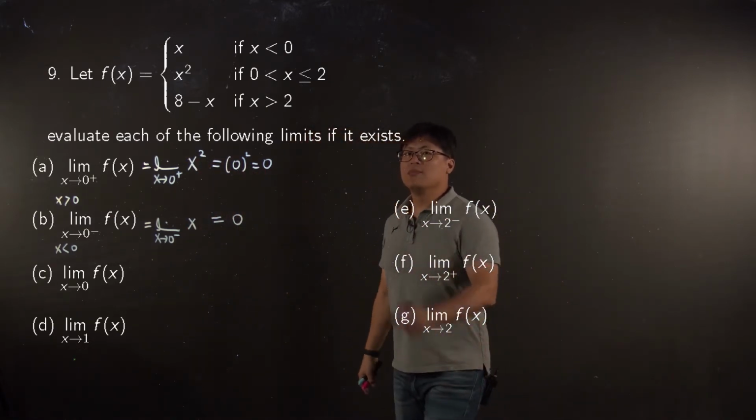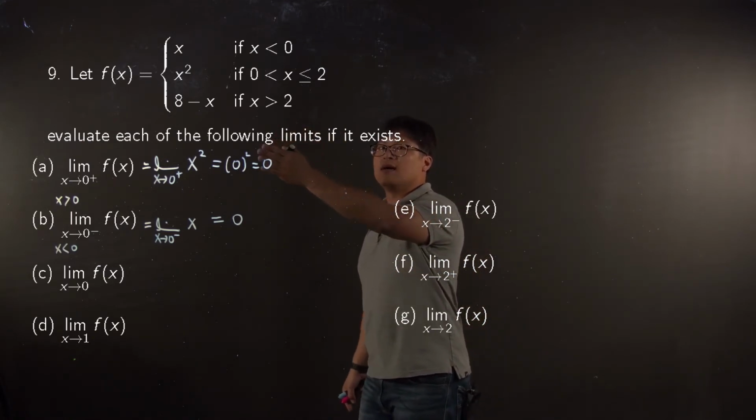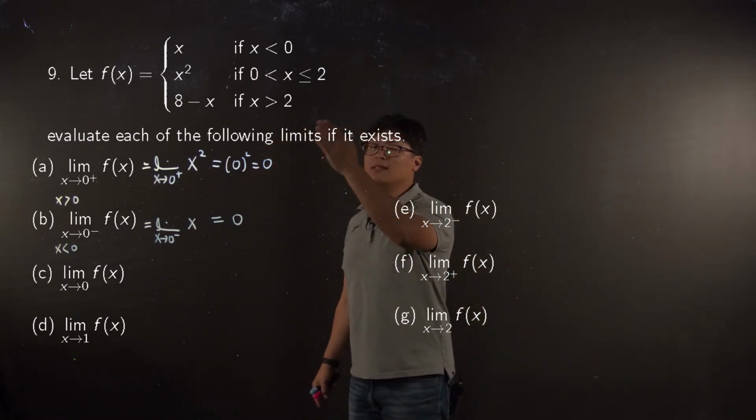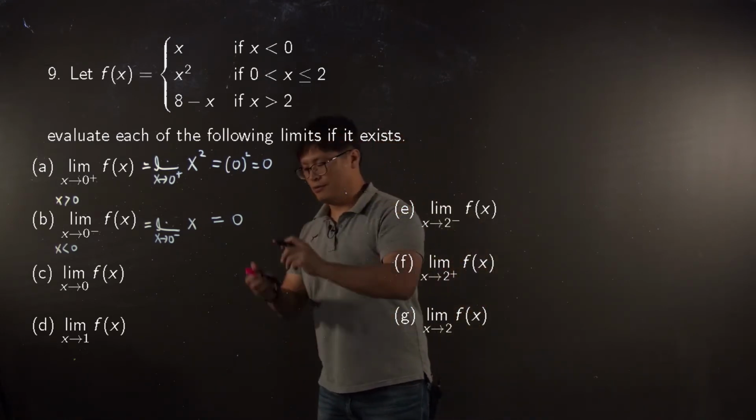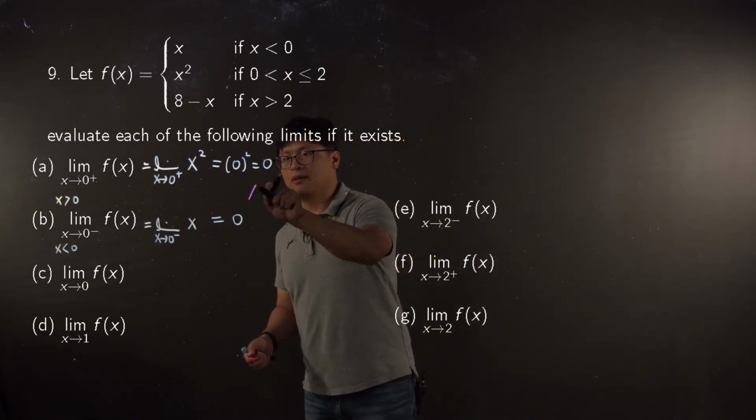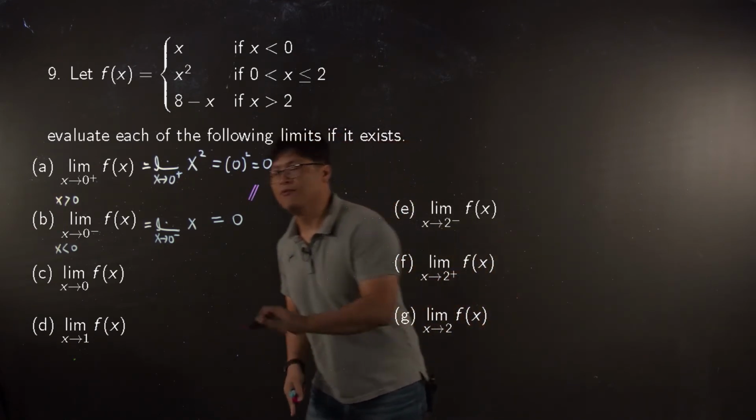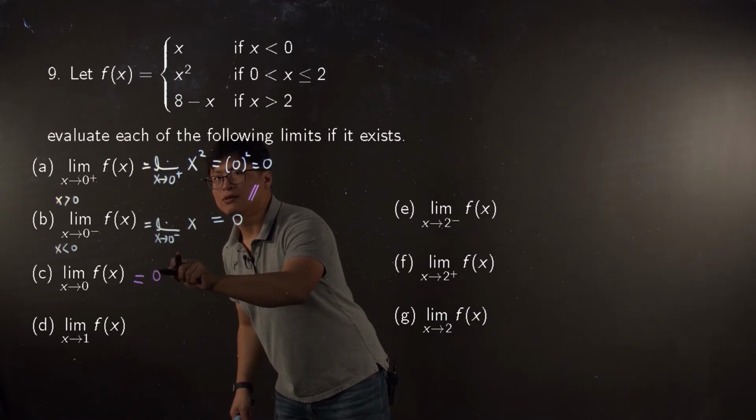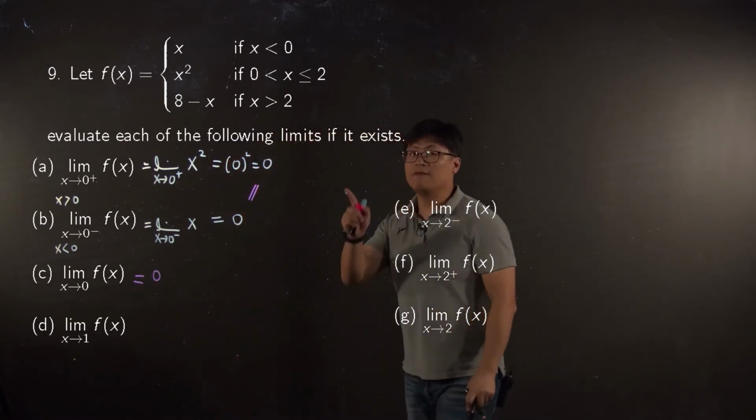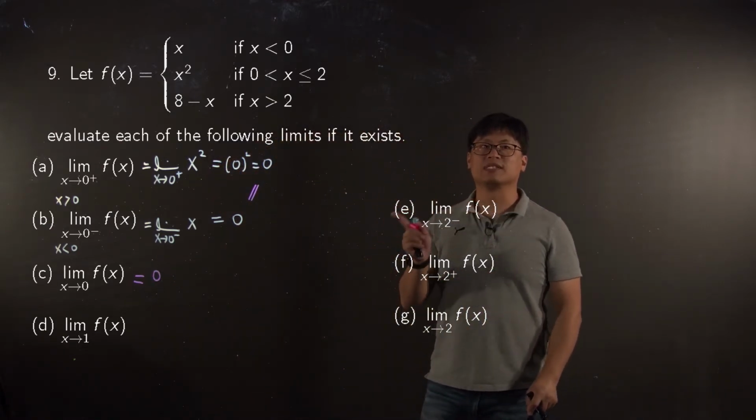That's it, okay? But actually, a, b, and c are one set. Does it make sense? Because a is the right-hand side limit and b is the left-hand side limit, okay? And since they are equal to each other, we can say the limit of function f at x equals 0 is 0, okay? Again, if they are not equal to each other, your answer must be does not exist, okay?